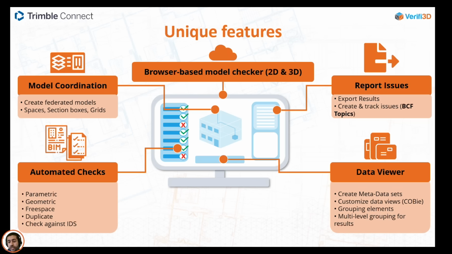In terms of reporting, there are different ways to report the output of Verified. So you can export in Excel, in CSV, you could create a BCF file, or you can just sync directly through the BCF topics on your Trimble Connect account.